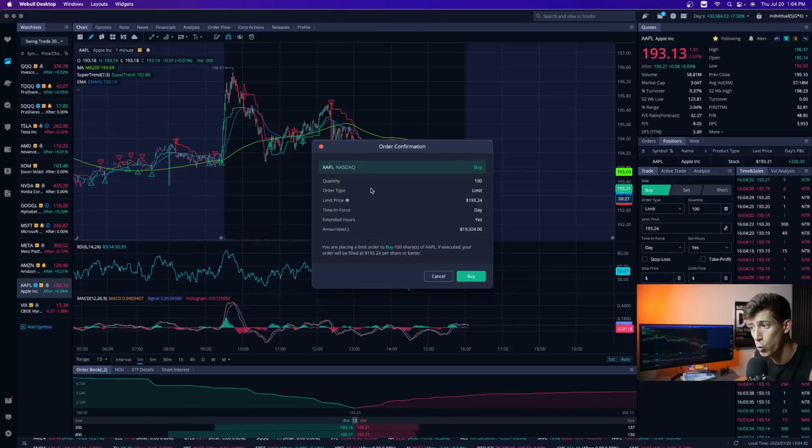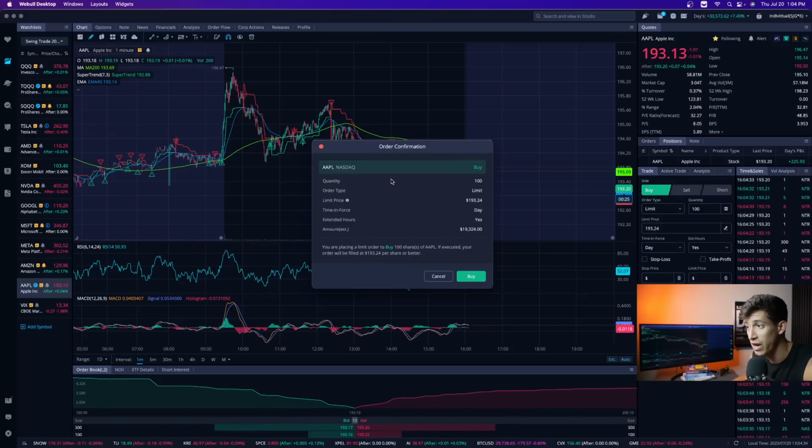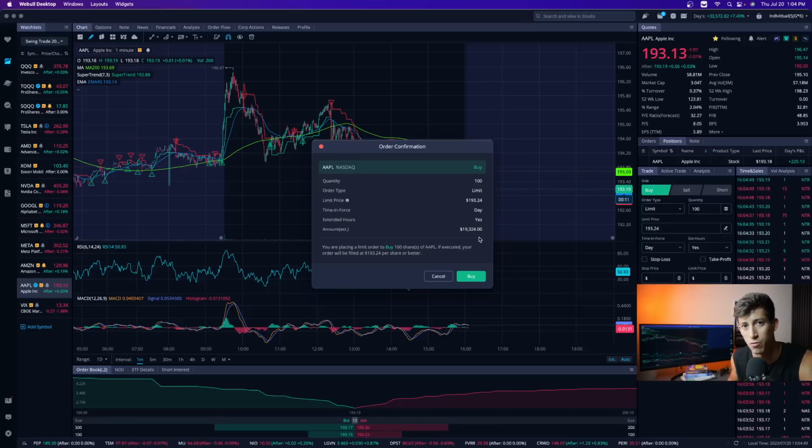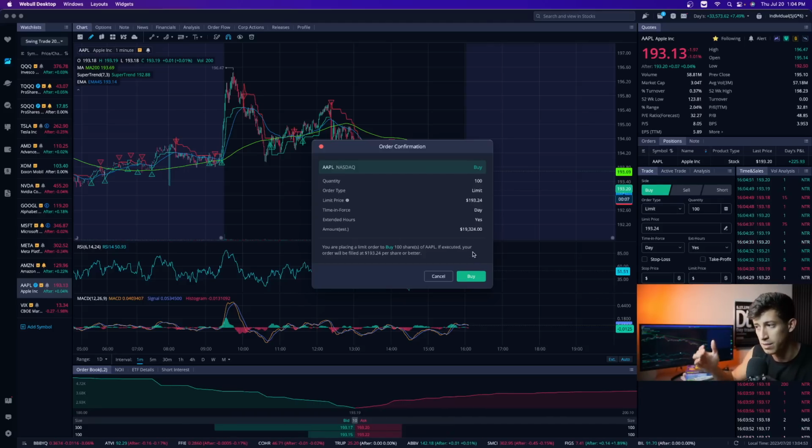And then this is my order confirmation. Am I sure that I want to buy Apple stock? Buy, right? Apple stock quantity, 100 shares with a limit price of $193.24. And then obviously extended hours. And then the amount is now 19,000, right? Because 10 would have been 1,900. Now it's $19,324. If I click buy yes, then it will initiate the order to buy at that specific limit price.